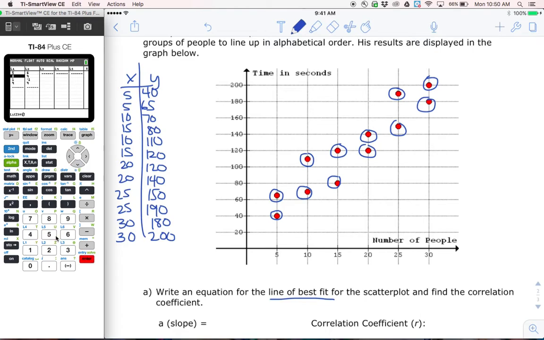So we got 5, 5, 10. I'm just going in the order that I wrote. 15. And 10 again and 15 again. And then I've got 20, 20 and 25, 25. And then I've got 30, 30.